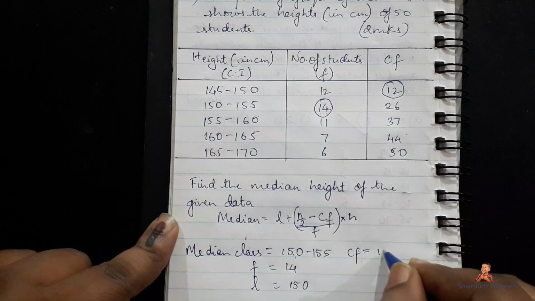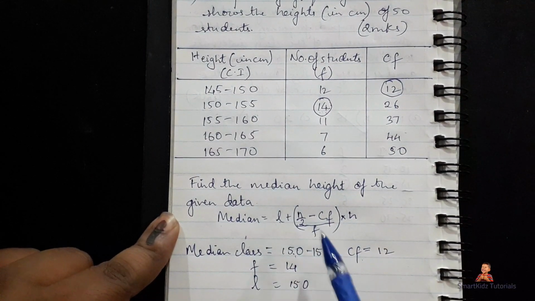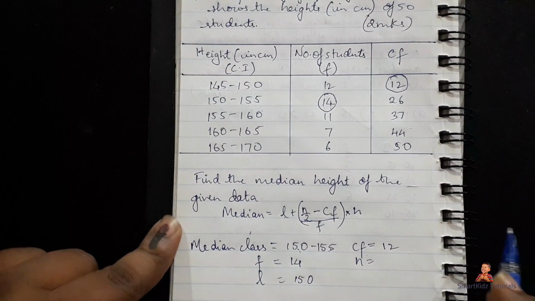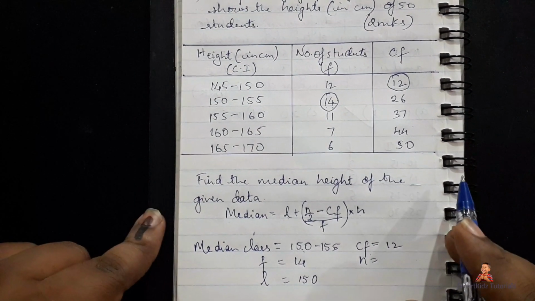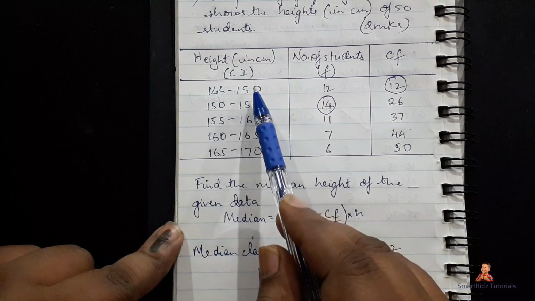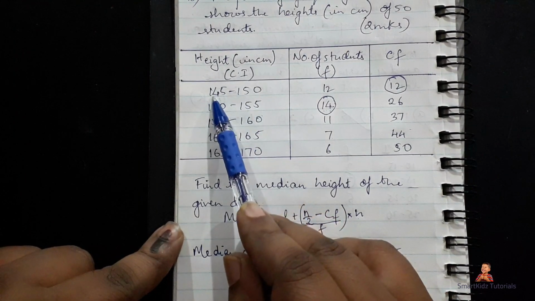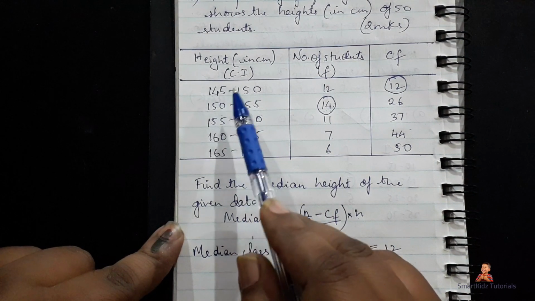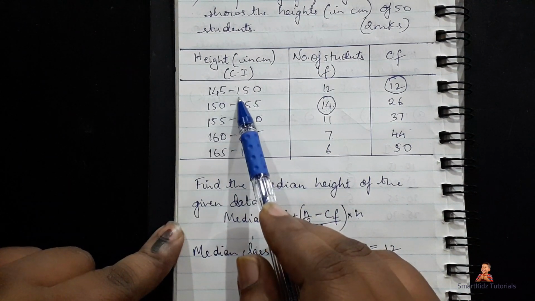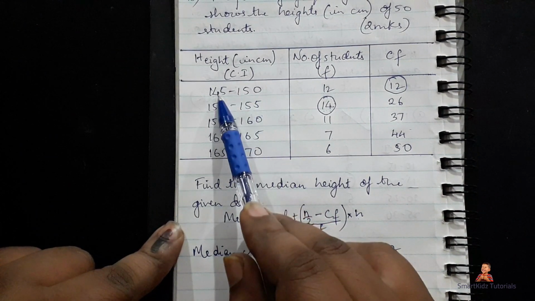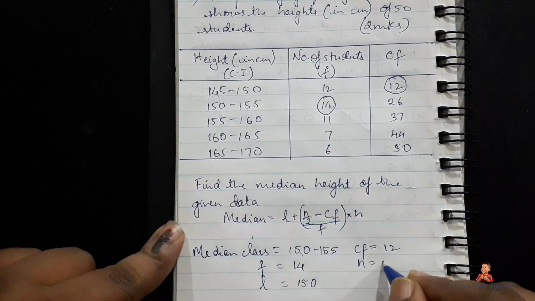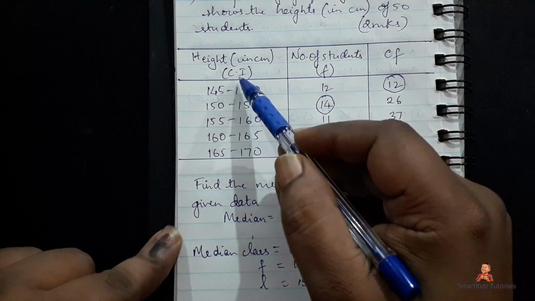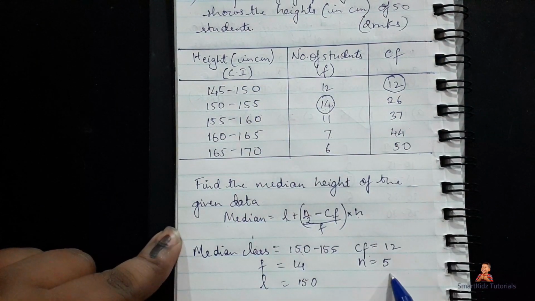So CF will be 12. Next we see is H, and H is our class size or class width as we call it, and that is nothing but the difference between the upper limit and lower limit. So upper limit minus lower limit will give us our class width or class size. So 150 minus 145 will give us 5, and if you notice, the class size or class width is constant throughout. So H is equal to 5.